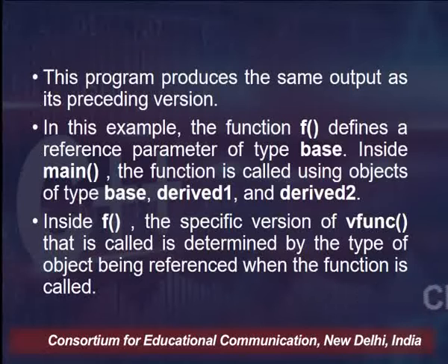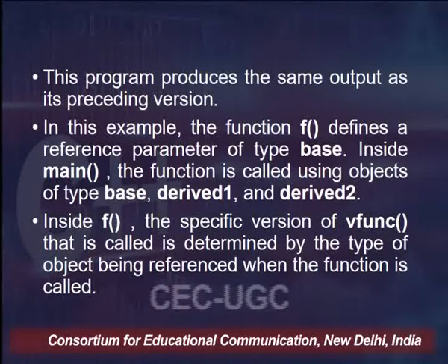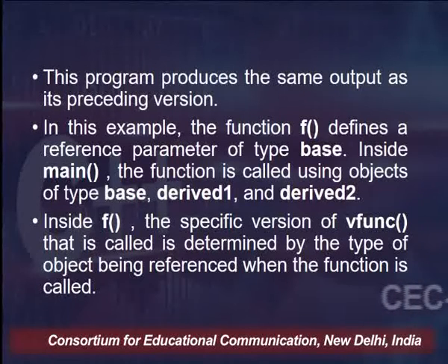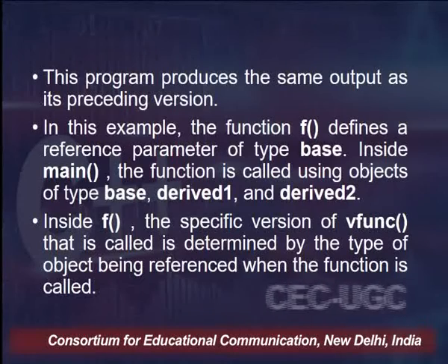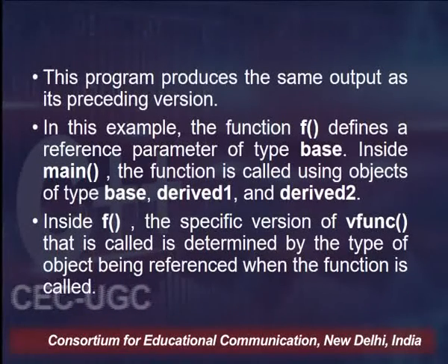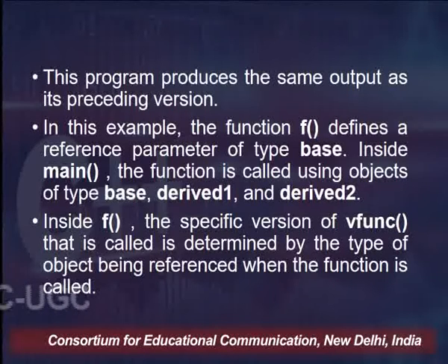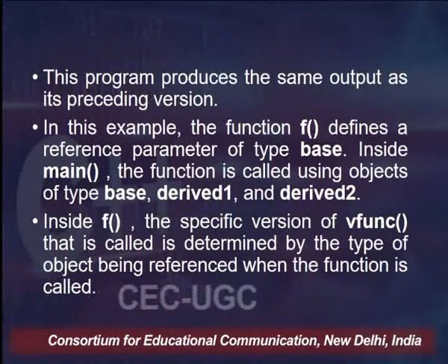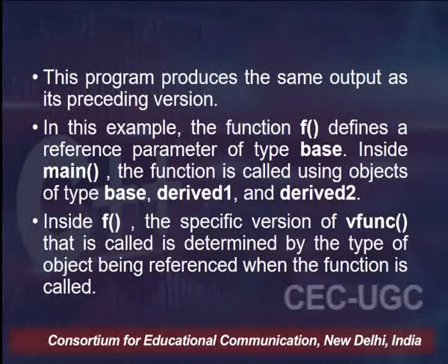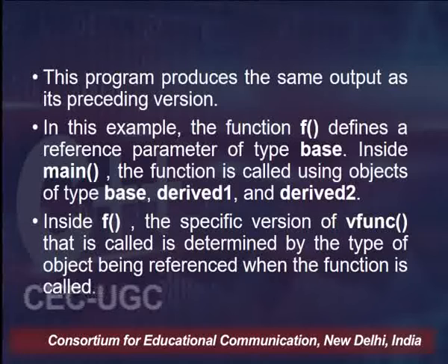and inside the main function, f is called using objects of type base, derived 1 and derived 2. Inside f, the specific version of vfunc that is called is determined by the type of object being referenced when the function is called.